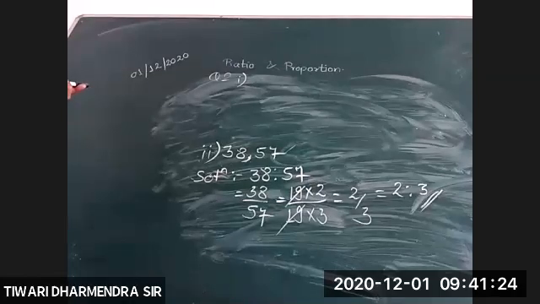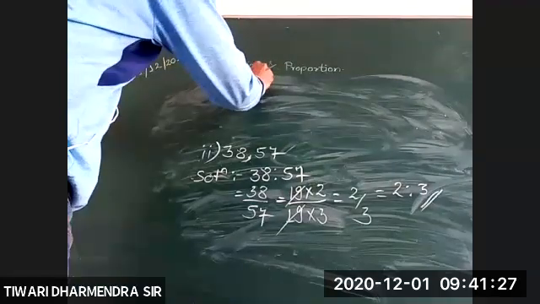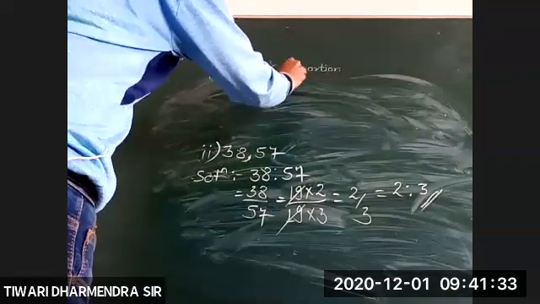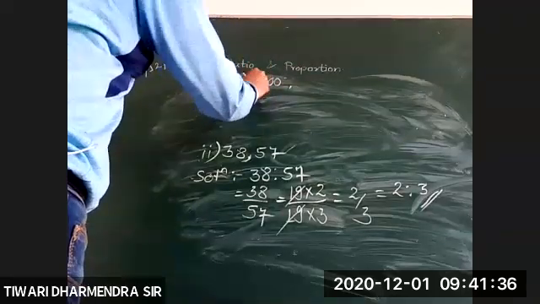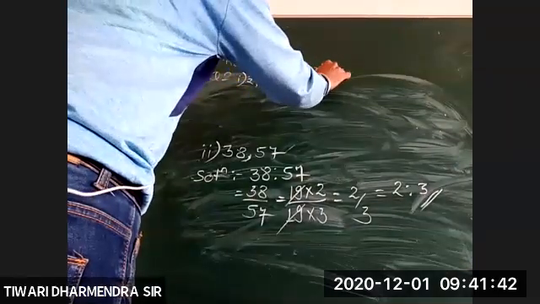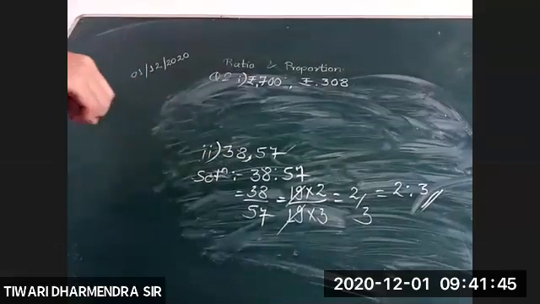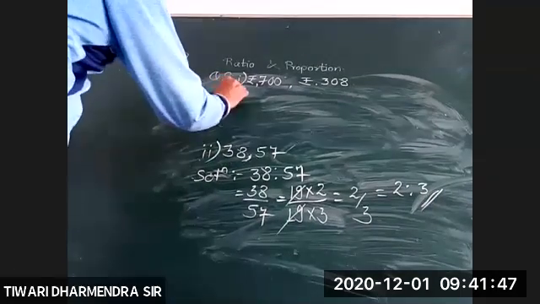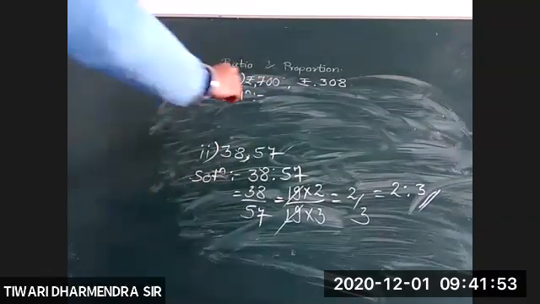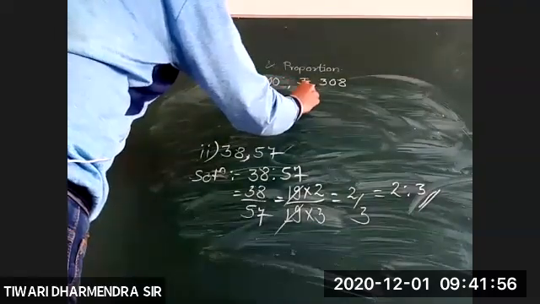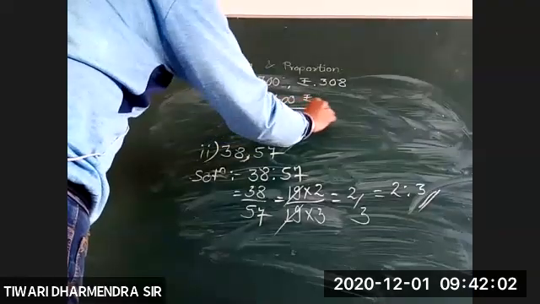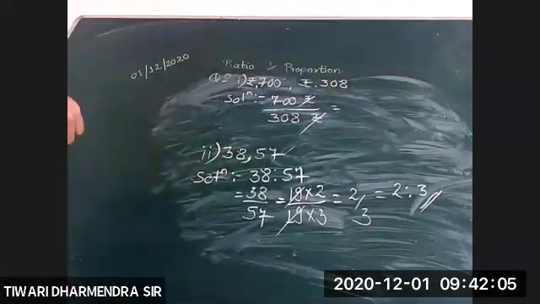So, first problem, rupees 700, rupees 308. The solution: take the ratio of both. So 700 rupees upon 308 rupees, the rupees get cancelled.